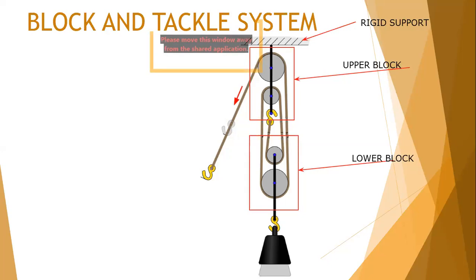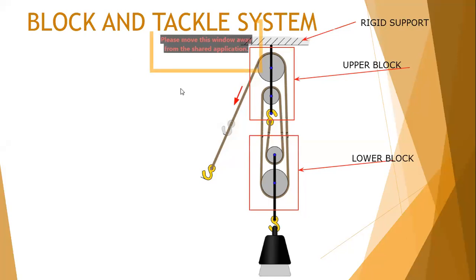So I hope your idea is very clear. What is block and tackle? In block and tackle systems, we have two blocks, upper block and lower block. Your upper block is fixed to a rigid support and the lower block is your movable block. The blocks are connected with the help of a string, and this string is nothing but what we call the tackle. So that's why this system is called the block and tackle system.